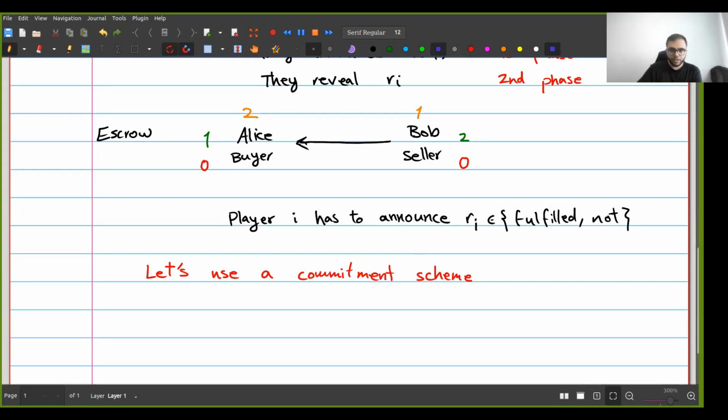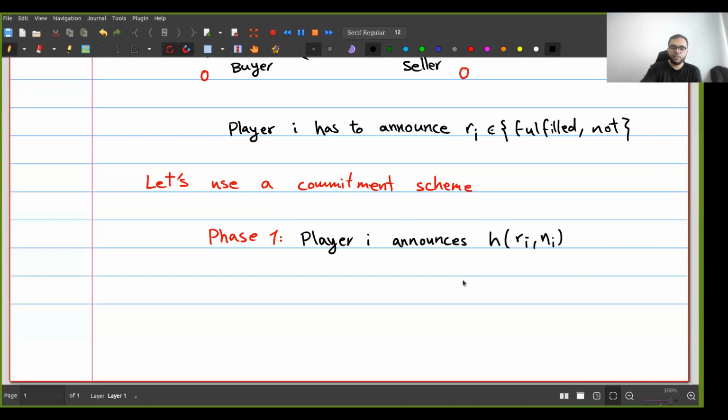So here, the difference is that, again, I will have two phases. And in phase one, each player, so player I, who's either Alice or Bob, announces the hash of their choice to the contract, hash of RI. And let me actually put the nonce here as well. Hash of their choice and their nonce to the contract. And then the second phase is that each player reveals their choice and their nonce. So player I reveals both their choice and their nonce. Okay.